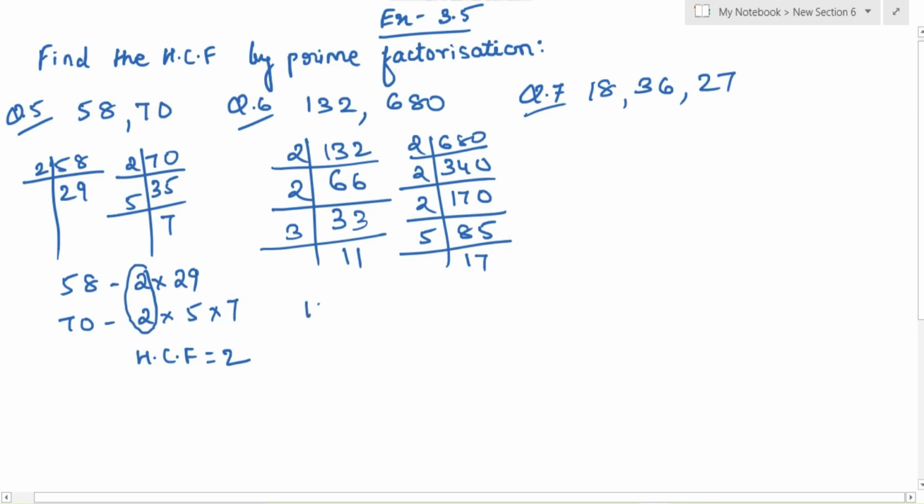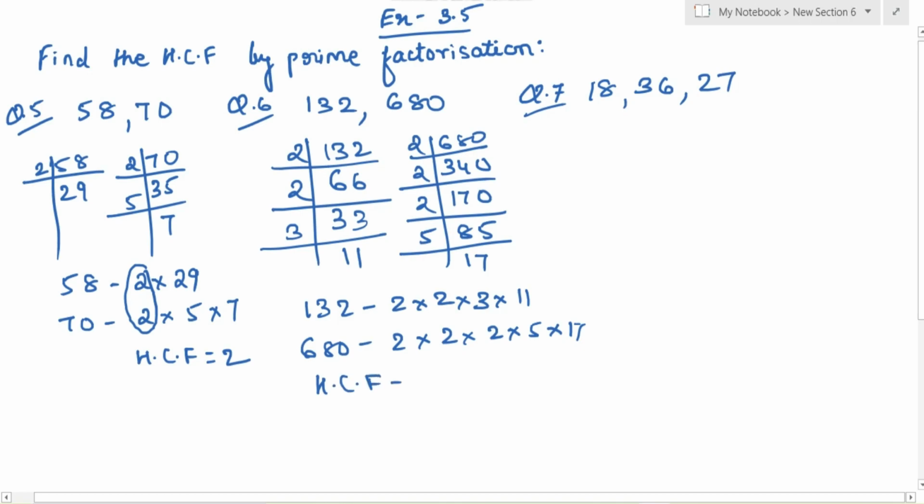So we write down the prime factorization of 132 is 2 into 2 into 3 into 11, and the prime factorization of 680 is 2 into 2 into 2 into 5 into 17. So now we will find out the common factor in both of them. That is, this 2 is common in both of them, and another 2 is also common in both of them. So the common factors are 2 into 2, and 2 2s are 4. So that means the HCF is 4.